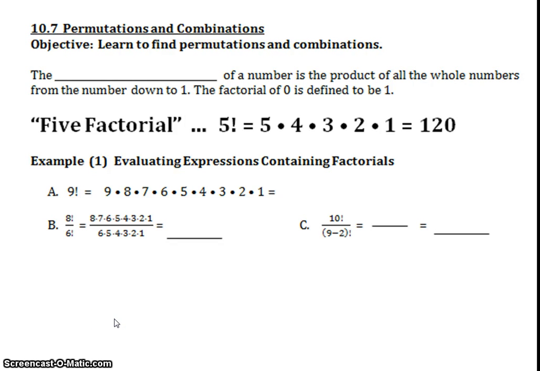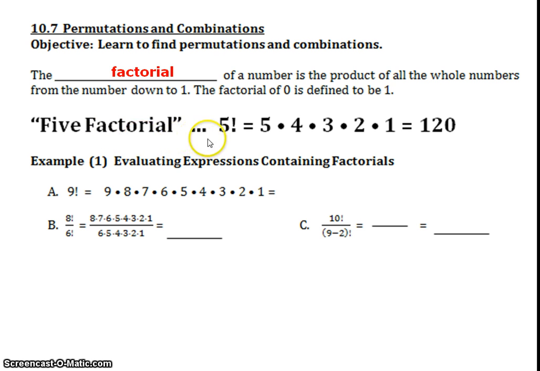Chapter 10, Section 7, Permutations and Combinations. The objective: learn to find permutations and combinations. The factorial of a number is the product of all whole numbers from the number down to 1. The factorial of 0 is defined to be 1.